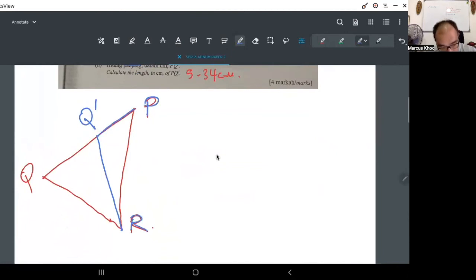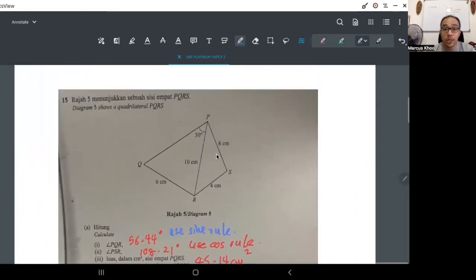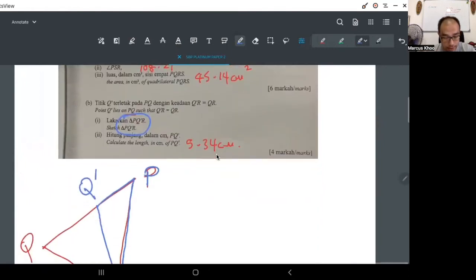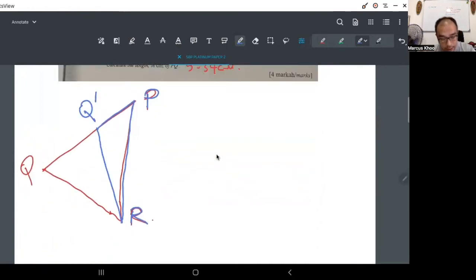So I will draw P, Q prime and R in black color like this, and I will put the values in: 30 and 10 and 6. So this is 30 degrees, this is 10 cm and this is 6 cm. And then the one in red, I will make it a dotted line, to show the original triangle and the new triangle.